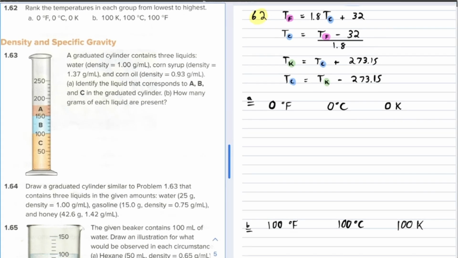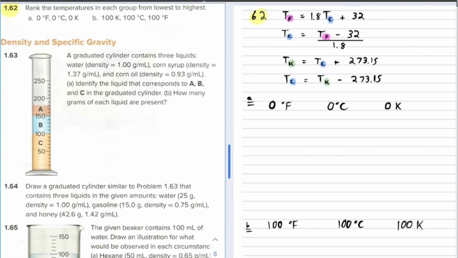All right, number 62. These problems are interesting. Rank the temperatures in each group from lowest to highest. A, you have 0 degrees Fahrenheit, 0 Celsius, 0 Kelvin, and then B, 100 Fahrenheit, 100 Celsius, 100 Kelvin. Okay, it'll be interesting to see which numbers are hotter temperatures.